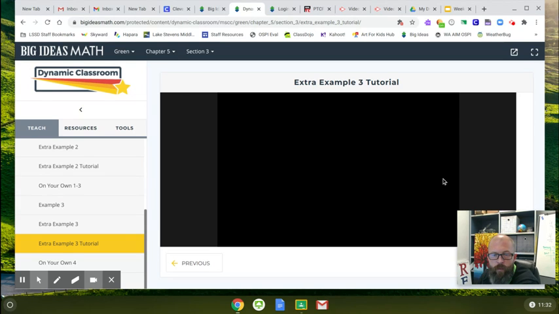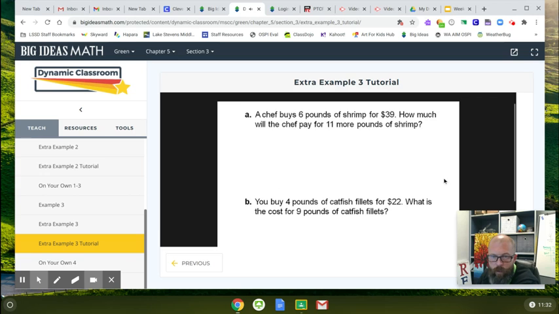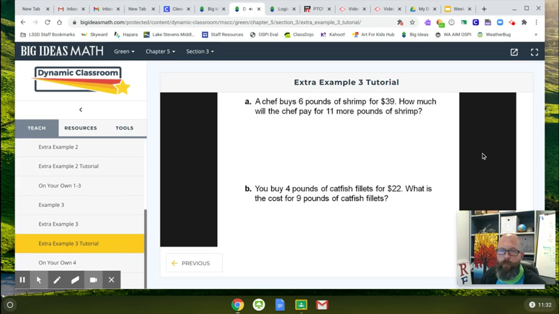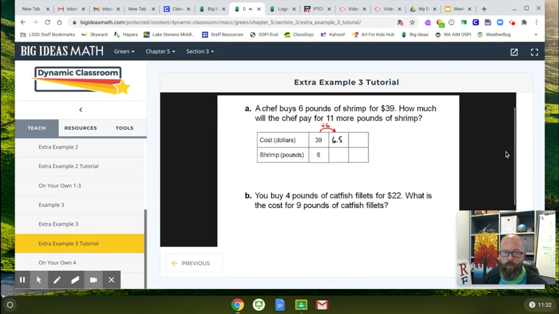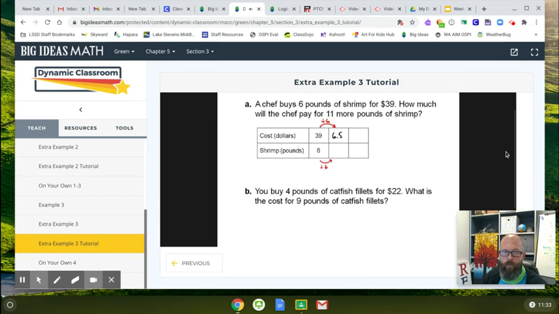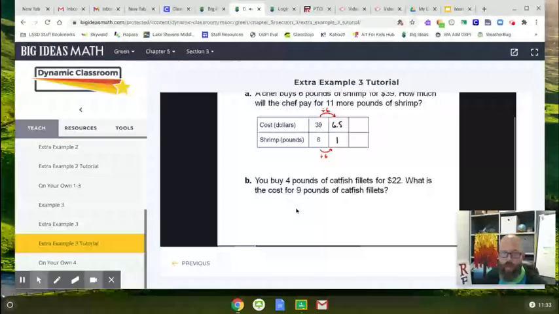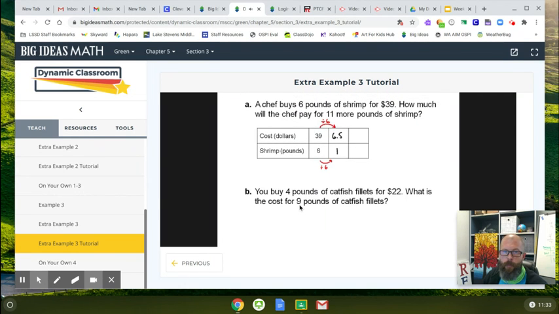Using a ratio table, divide to find the unit rate. 39 divided by 6 is equal to 6 5/10. 6 divided by 6 is equal to 1. So the unit rate is $6.50 per pound. Then multiply to find the cost of 11 pounds of shrimp. 6 5/10 times 11 is equal to 71 5/10. 1 times 11 is equal to 11. So the chef will pay $71.50 for 11 more pounds of shrimp.